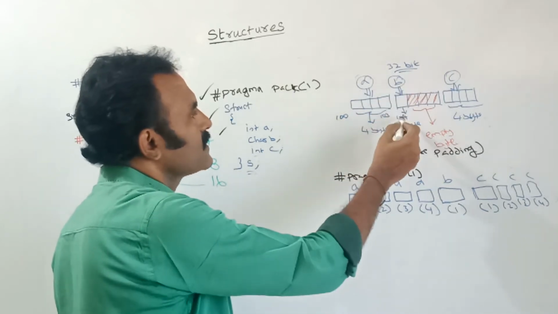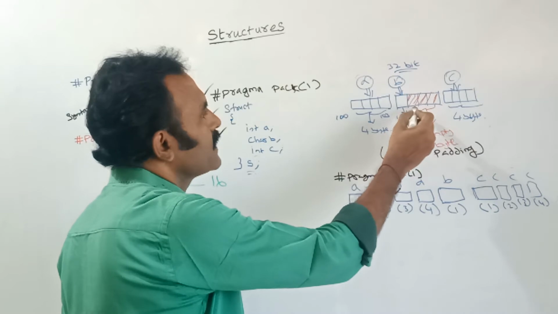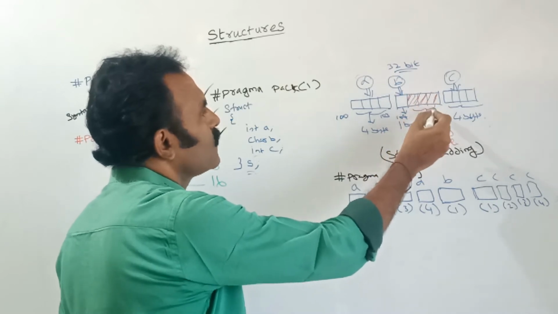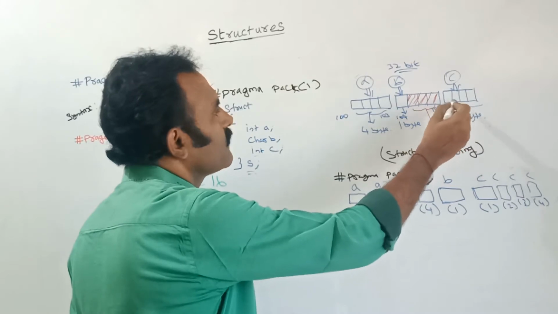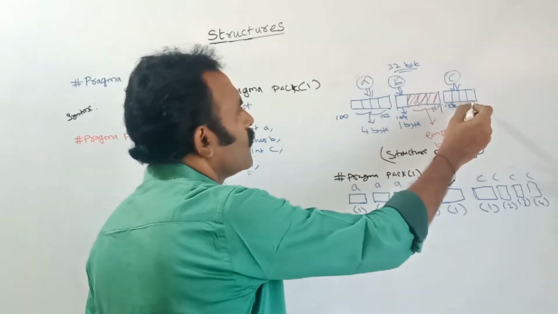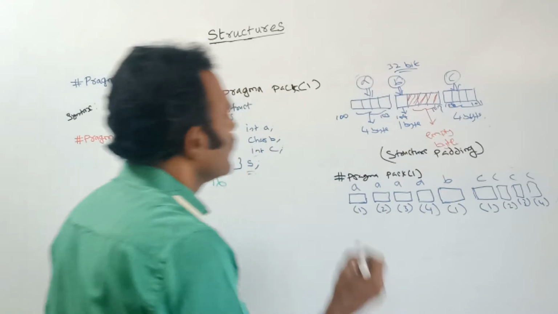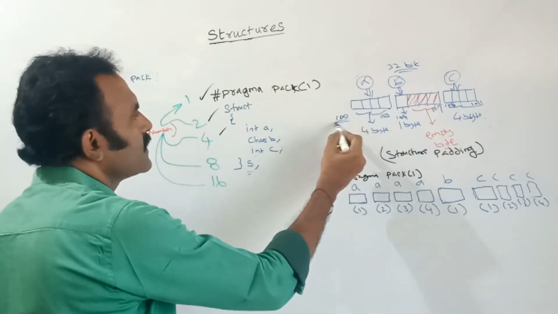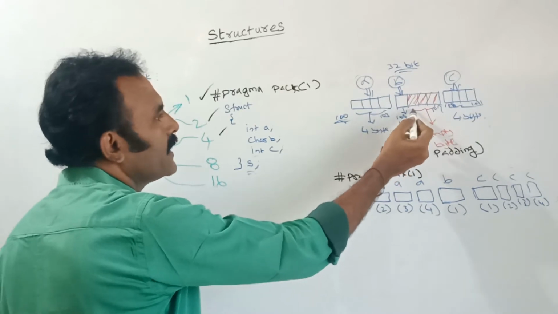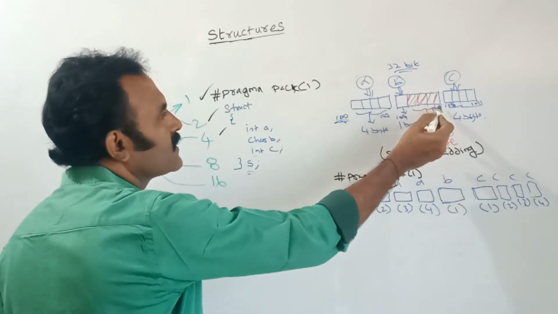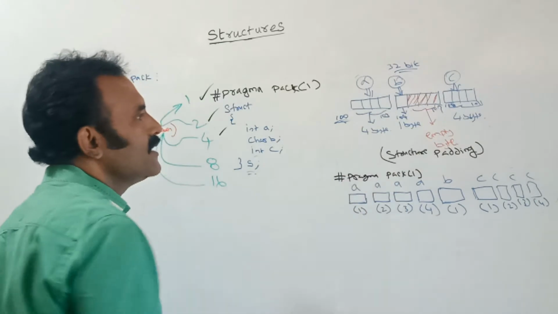See here, b starts from 104, next here 105, 106 and 107. Next here 108 to 111. So here see this address a, it has the 4 bytes. Next b, it has 1 byte, and the remaining, here 105 to 107, is known as the padding.